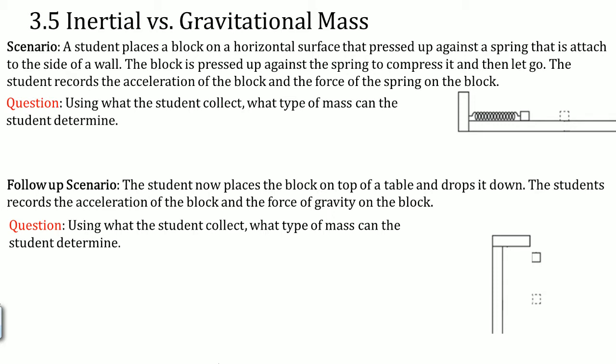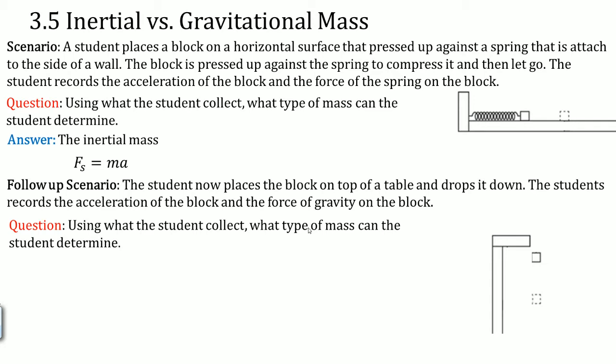The question: using what the student collected, what type of mass can the student determine? The answer: it would be the inertial mass. Force of the spring is equal to the mass times acceleration. The acceleration that the object feels here is going to be multiplied by the inertial mass, giving you the force.